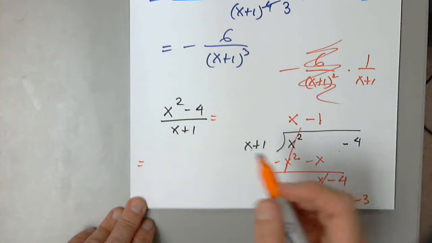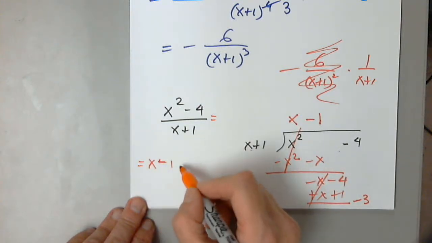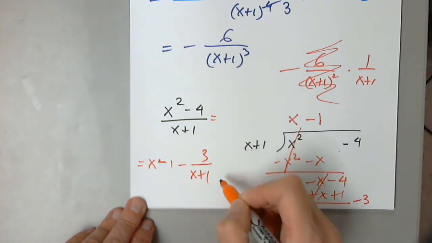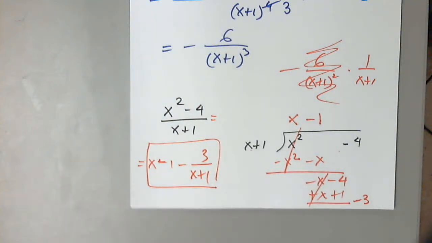Would you accept if I write this, x minus 1 minus 3 over x plus 1? I claim that the original function, which is x squared minus 4 over x plus 1, is the same as this one. Would you agree? Okay, let's check. X minus 1 times x plus 1 is x squared minus 1, x squared minus 1 minus 3 is x squared minus 4.